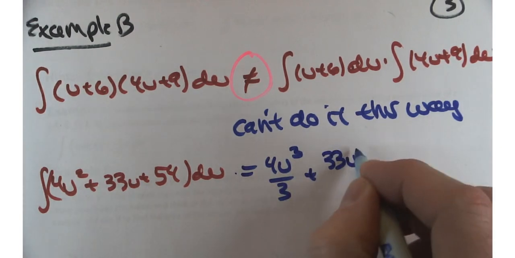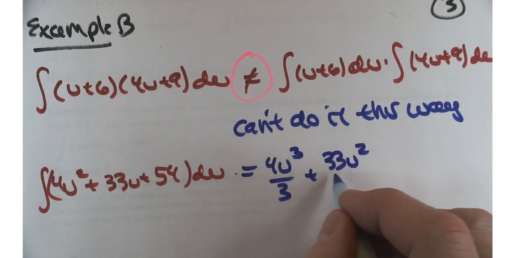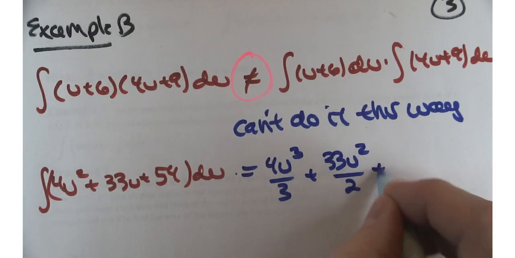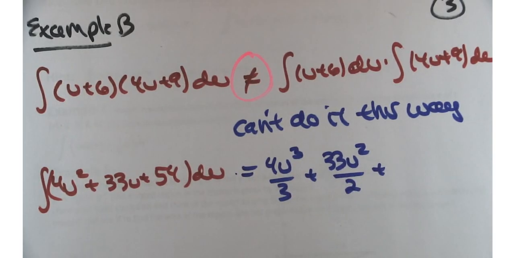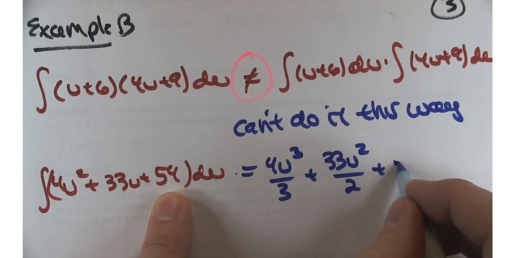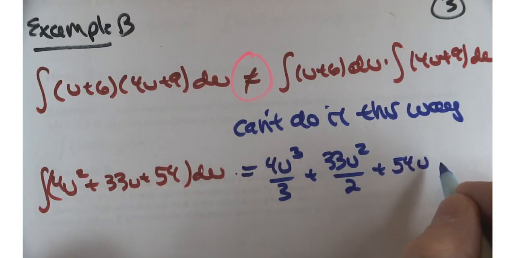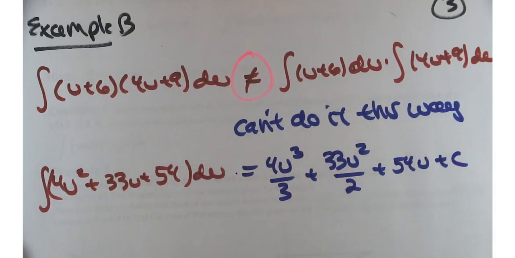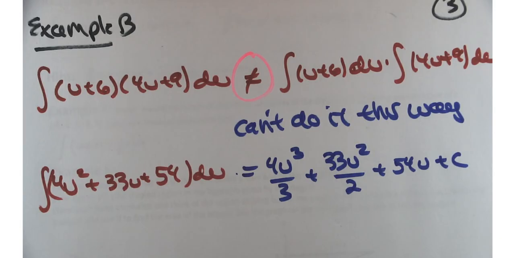Thank you, Rihanna. 33u squared divided by 2. James? Next one? Antiderivative of that term? 54u. 54u. Nice. And Jameson, what am I forgetting? Plus C. Well done. Thank you both. Plus C. Bam. We're done.